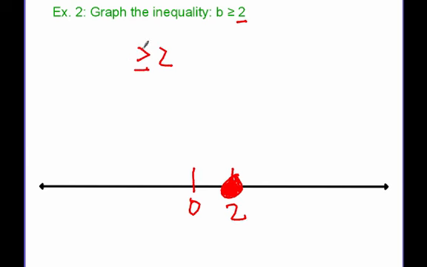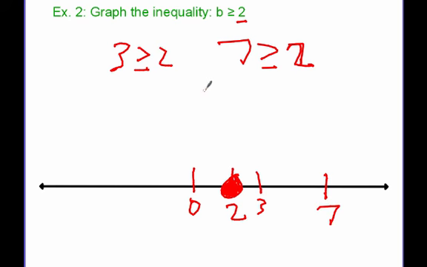What's one number I could put in here that is bigger than 2? Well, easy one. 3 is bigger than 2. 3 is here. Let's see, what else could I put in there? 7, that's bigger than 2. So we'll put 7 there. And how about 10? 10 is also bigger than 2. That'd be over here somewhere. There's 10. So I look at my 3 points, and all 3 points are to the right of my circle, so that's the way that I'm going to shade in.